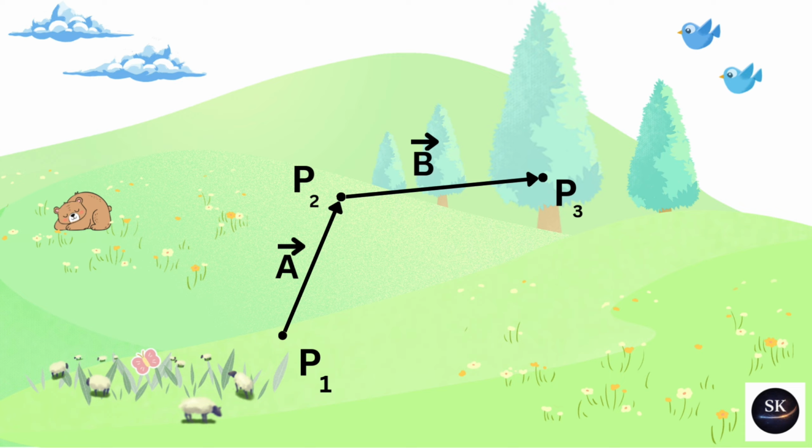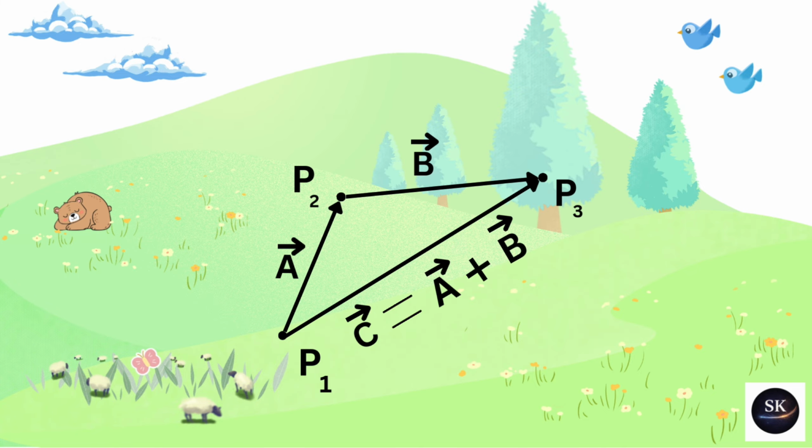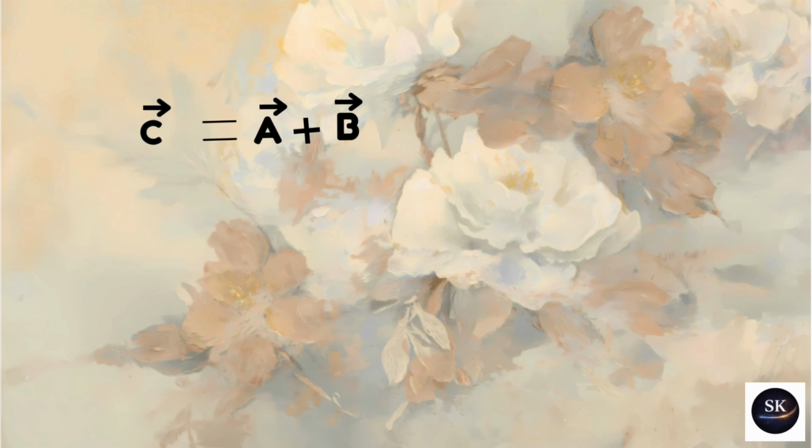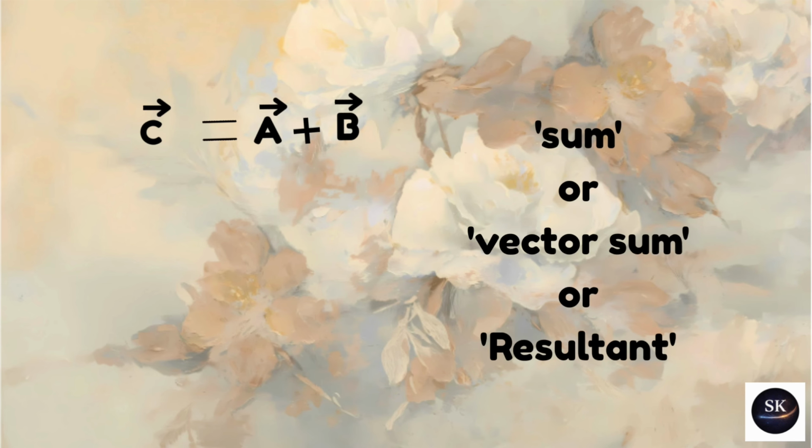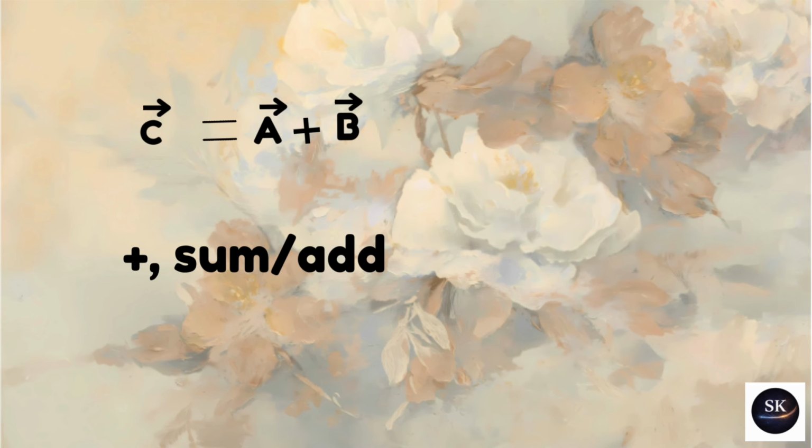Your net displacement from P1 to P3 is a new vector C and is called the sum of the two successive displacements A and B. The sum of two vectors is called the sum, vector sum or resultant. The plus sign in this equation and the words like sum and add have different meanings for vectors than they do in the usual algebra.